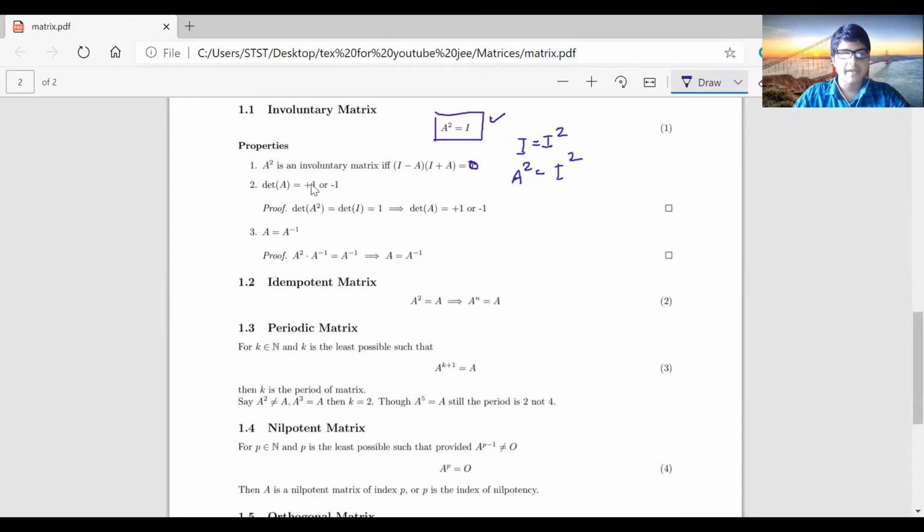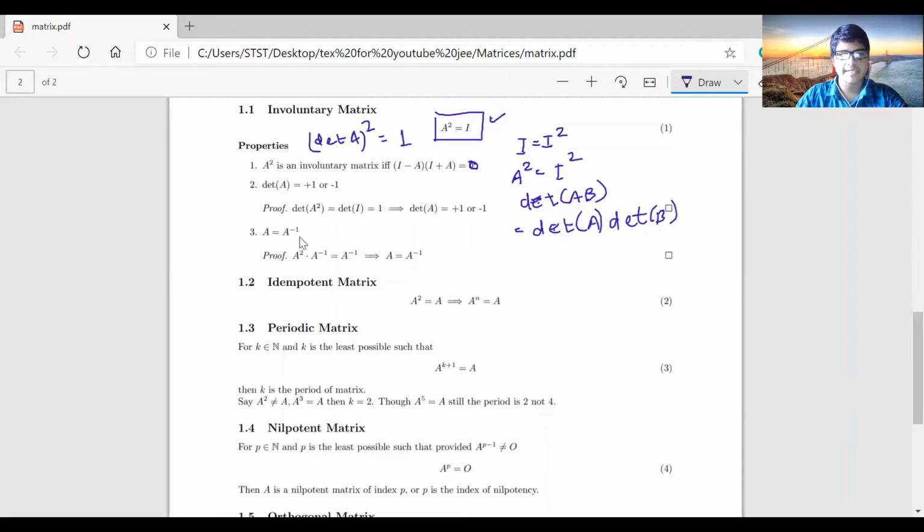The next is the determinant of A is equal to plus or minus 1. Now, first of all, one important property of determinants, which I will be covering in the next chapter, determinants, is the determinant of A into B is equal to determinant of A into determinant of B. So, if A and B both are equal, the determinant of A square is going to be determinant of A whole square. And determinant of I, we clearly know that it is going to be 1. Okay, I will be covering it in the next lecture, don't worry. So by taking determinant of both LHS and RHS, we obtain determinant of A whole square is equal to 1, and hence the property 2.